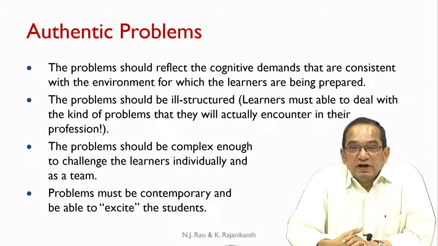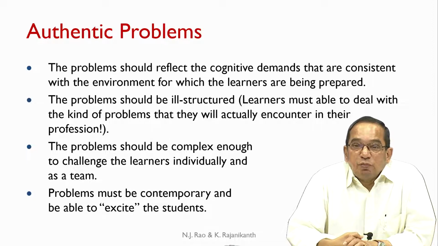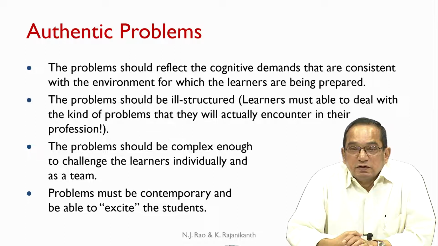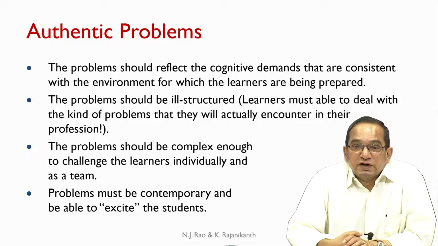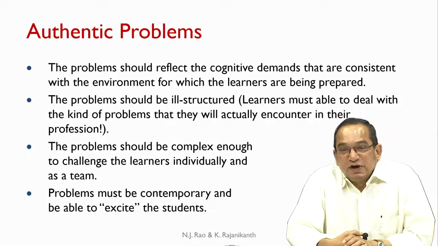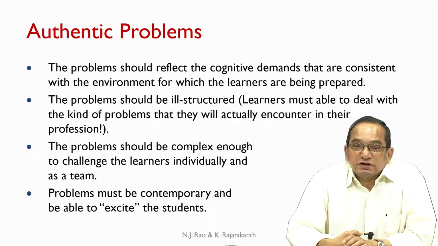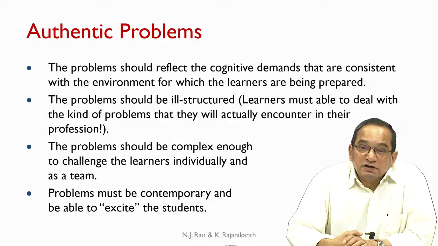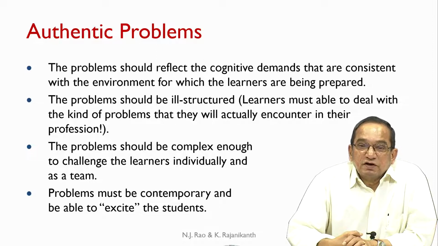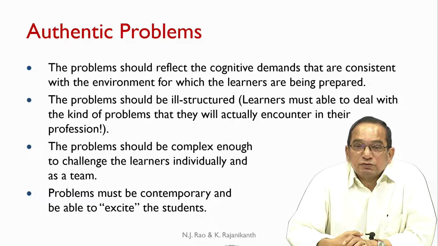The problems should reflect the cognitive demands that are consistent with the environment for which the learners are being prepared. In other words, the problems should look very similar to the kind of problems that we expect the learners to face when they actually enter their profession. This is not to say that the problem should be identical, but the cognitive nature should be quite similar. That's why we call them authentic problems. Their cognitive nature is quite similar to the cognitive nature of the actual problems that these people will face when they enter their profession.